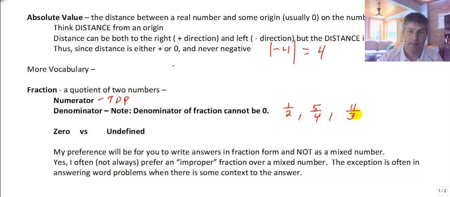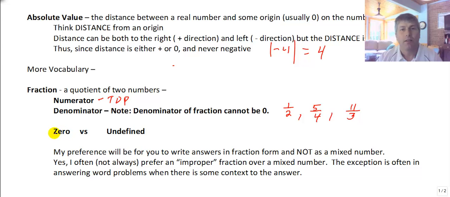I mean, technically, that's what they're called. But my preference will be to use the improper fraction. We'll stay away from mixed numbers. Very rarely will we use a mixed number. The exception might be in a word problem where there's some context to the answer, and having 1 1/4 makes a little more sense than 5/4. But oftentimes we'll just use the most simplified version of the fraction, but not a mixed number.